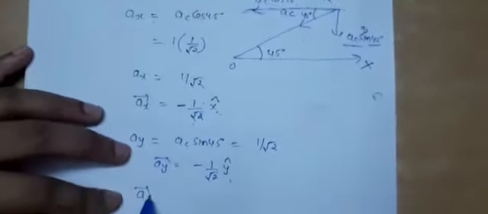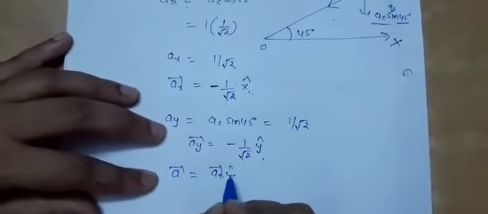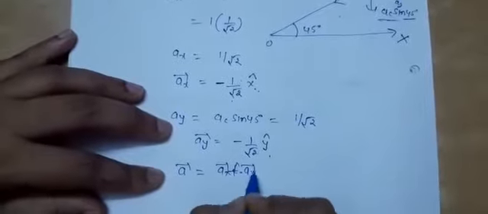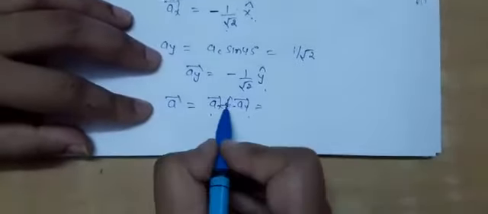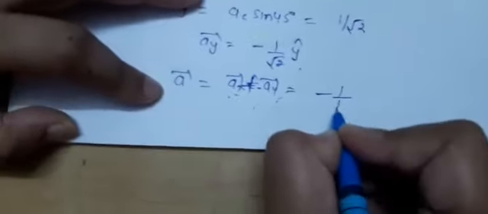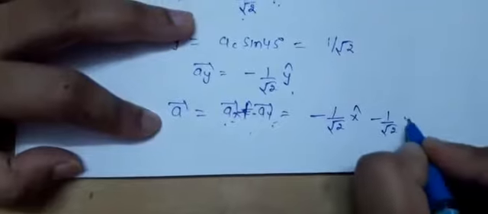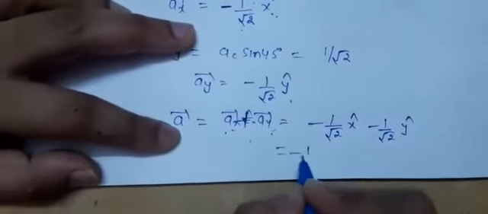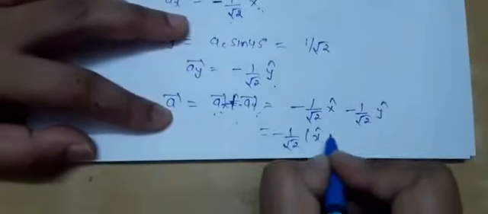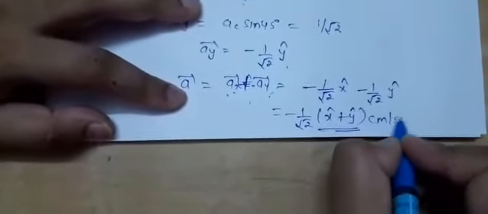अब किसी भी वेक्टर को हम कैसे रिप्रेजेंट करते हैं? x कंपोनेंट प्लस y कंपोनेंट. क्योंकि हमने इसकी डायरेक्शन i कैप और j कैप तो हम ऑलरेडी ले चुके हैं, इसलिए हम यहाँ पर लिखेंगे माइनस 1 बाय रूट 2 x कैप माइनस 1 बाय रूट 2 y कैप. एंड दिस इज माइनस 1 बाय रूट 2 (x कैप प्लस y कैप) सेंटीमीटर पर सेकेंड स्क्वायर.